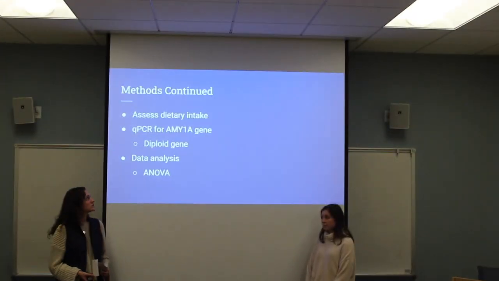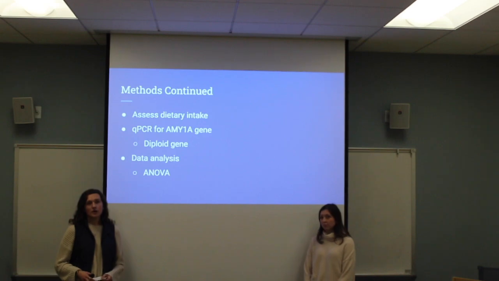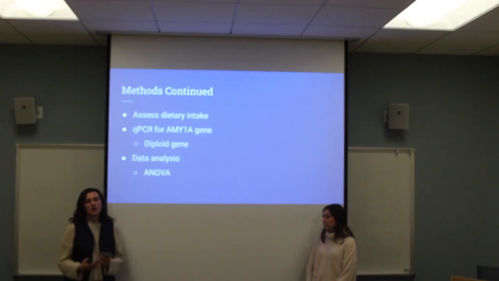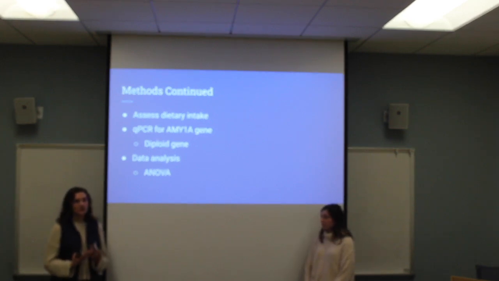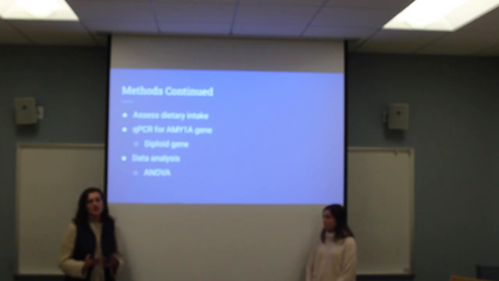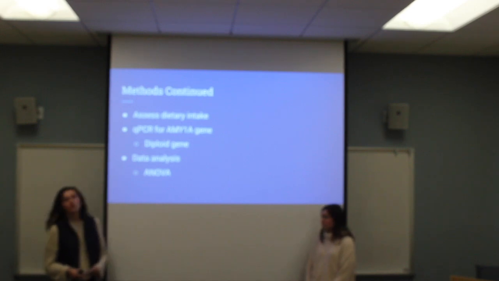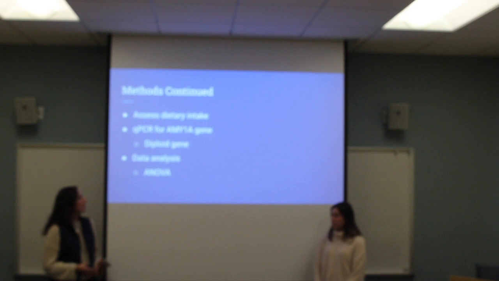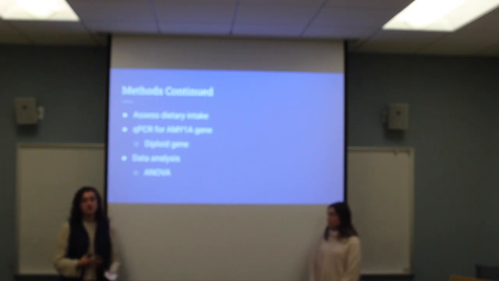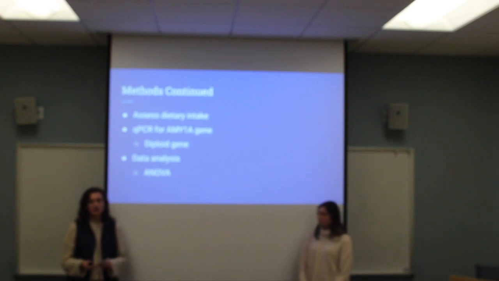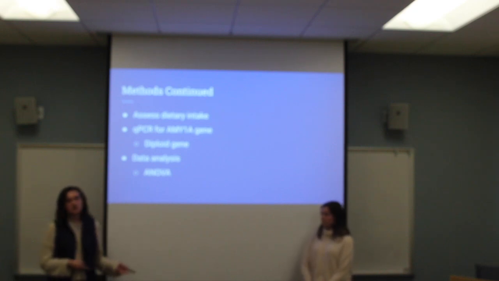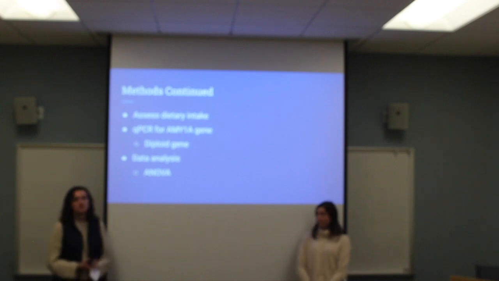In addition to this, they also assessed the participants' dietary intake, where they gave them a questionnaire so they could determine their starch intake as well as their fat and carb intake. They also specifically were looking to see what kinds of foods they ate that were high in starches. And then for DNA extraction, they used qPCR to look at the AMY1A gene, which is a diploid gene, and they specifically used the copy number determined by the TaqMan copy number assay for the AMY1 gene. And then for data analysis, which Riley's about to go into in the results, they used an ANOVA.